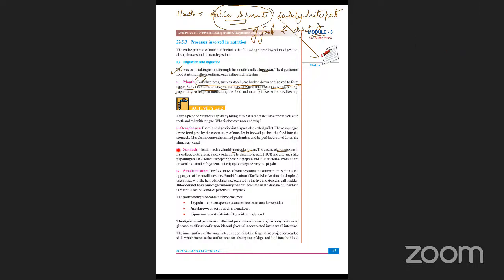The stomach is a highly muscular organ. The gastric glands present in its walls secrete gastric juice containing hydrochloric acid and enzymes like pepsinogen. HCl, hydrochloric acid, activates pepsinogen into pepsin and kills bacteria. Proteins are broken into smaller fragments called peptones by the enzyme pepsin. Okay, now we will understand what this is.